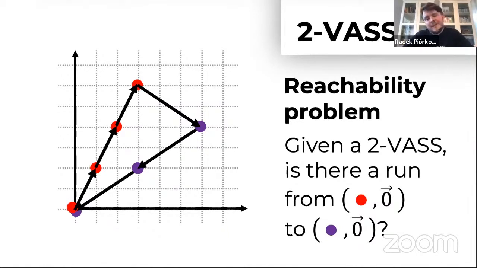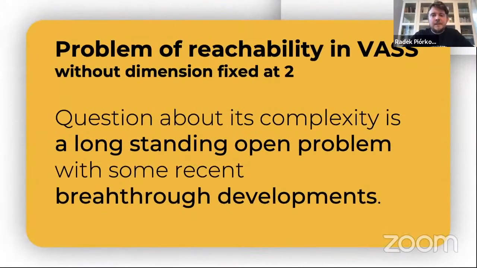Now, there's an important problem concerning vases. It's a very hard problem: the reachability problem. So given a two-vase, is there a run from some configuration to some other one? And concerning this problem, for arbitrary dimensions, there was some major recent progress done by my colleagues.